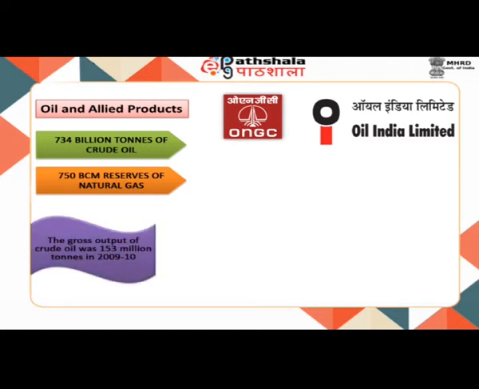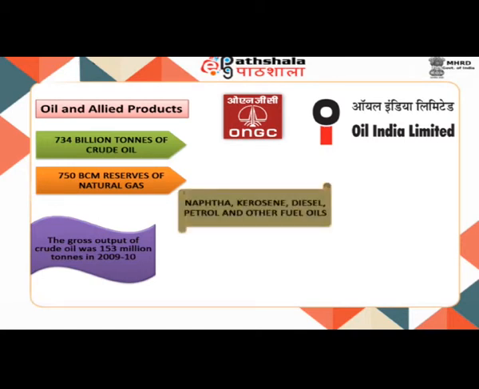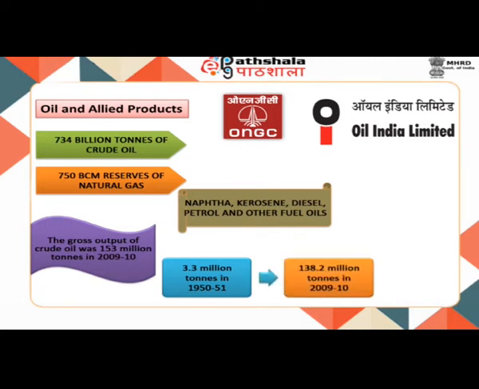The gross output of crude oil was 153 million tons in 2009-10. Industrialization spurred the production of petroleum products like naphtha, kerosene, diesel, petrol, and other fuel oils from 3.3 million tons in 1950-51 to 138.2 million tons in 2009-2010. The widening gap between the demand and supply has resulted in a pressure on current account as the petroleum products constitute the maximum share of imports.